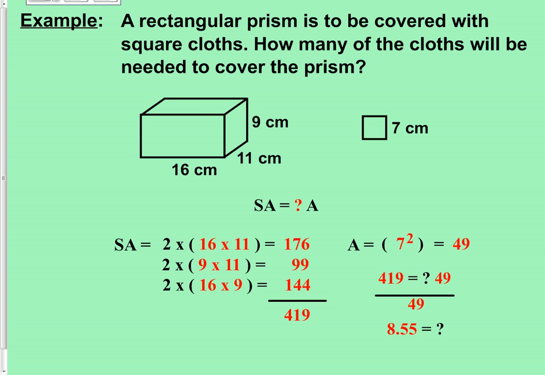So we need a little common sense here. We're not going to get 8.55 of the cloth, so we need to decide, is 8 cloths good enough, or do we need the 9th cloth? If we only go with 8, there's going to be a little bit of surface area still left over. That's why 0.55 was part of the answer. So we are going to need the 9th cloth. So our answer is 9 square cloths are going to be needed in order to cover the prism's surface area.